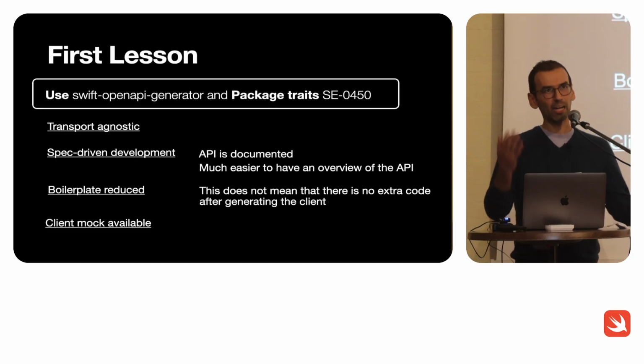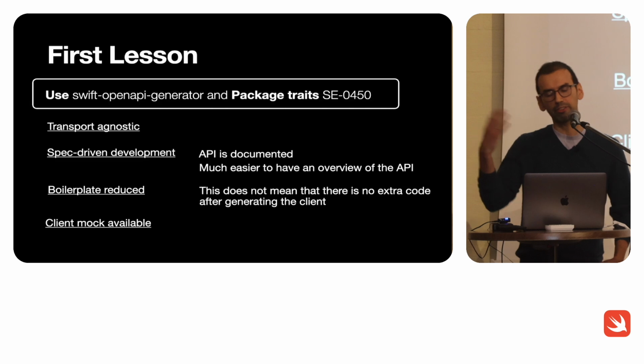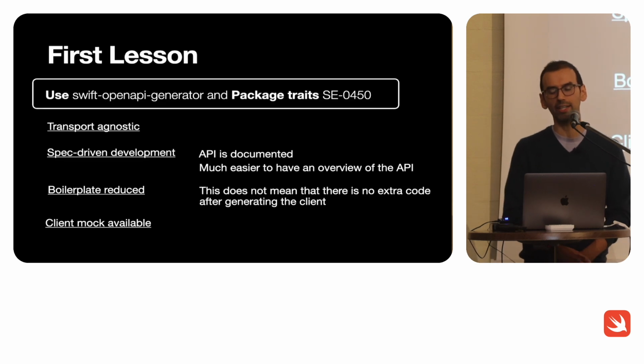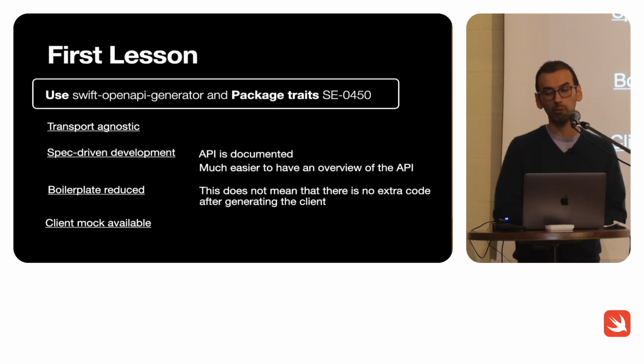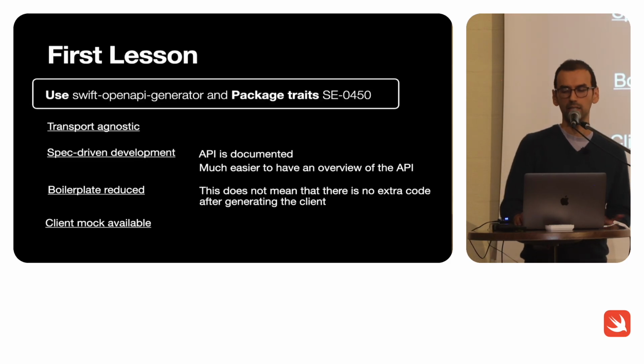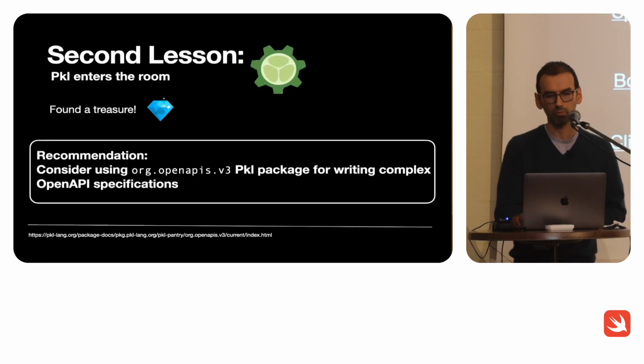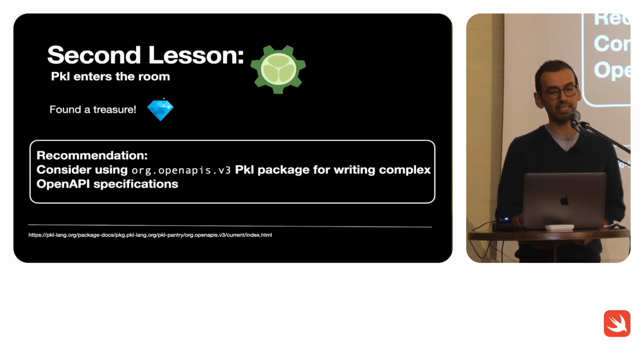In an ideal world, these third-party services will offer you an OpenAPI document which is complete, but this is not the case most of the time. It was the case for Vault. Many response types were missing, so I had to write it myself. Then I found a treasure: there is a really nice Pkl package which could help me to write the specification.